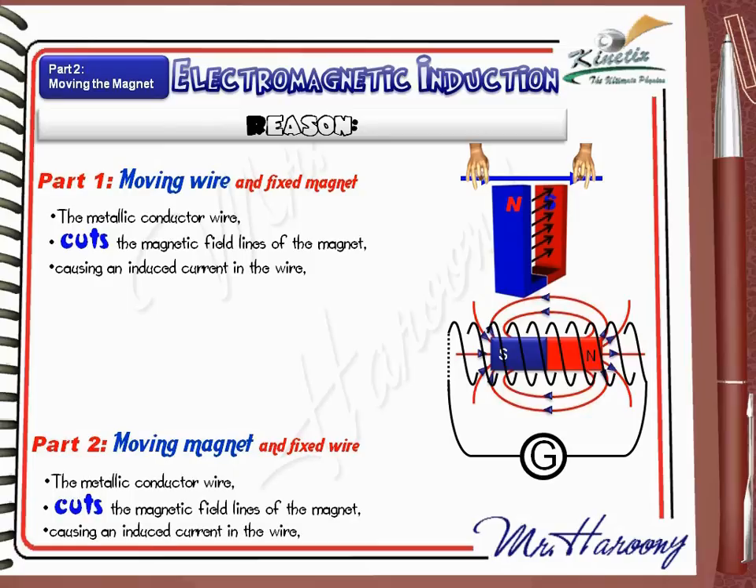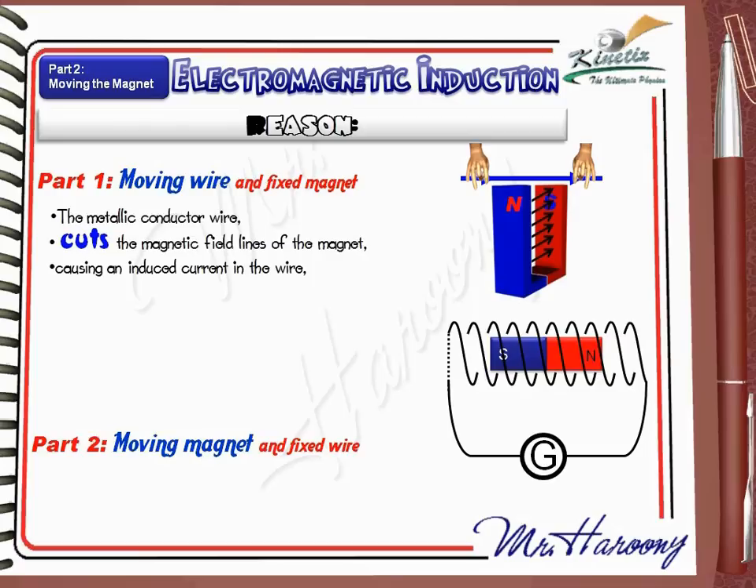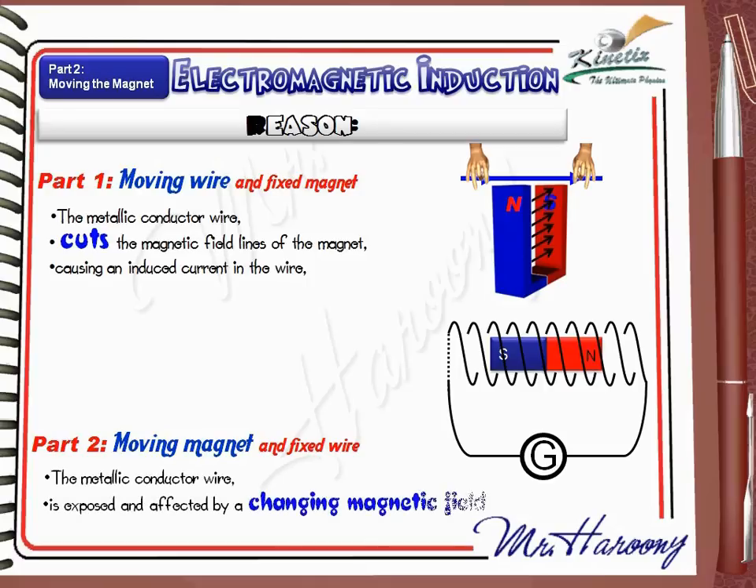But here we can have a more scientific and wider explanation that prepares us to have more advanced applications. For this case, we can say that the metallic conductor wire is exposed and affected by a changing magnetic field. You can also say a variable magnetic field, causing an induced current in the wire.